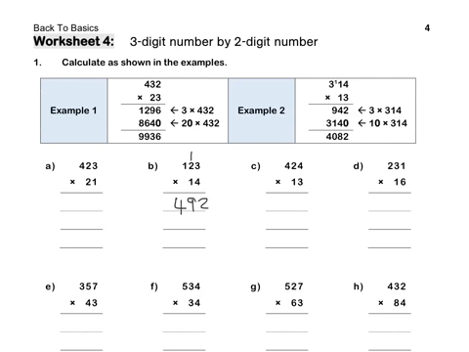For our next step, we're going to multiply by 10. So we write down our 0, and then we multiply through by 1. 1 times 3 is 3. 1 times 2 is 2. And 1 times 1 is 1. Now we add up to get our final answer. Press pause to complete question A, C, and D by yourself. Press play when you're ready to listen to the explanation for G.